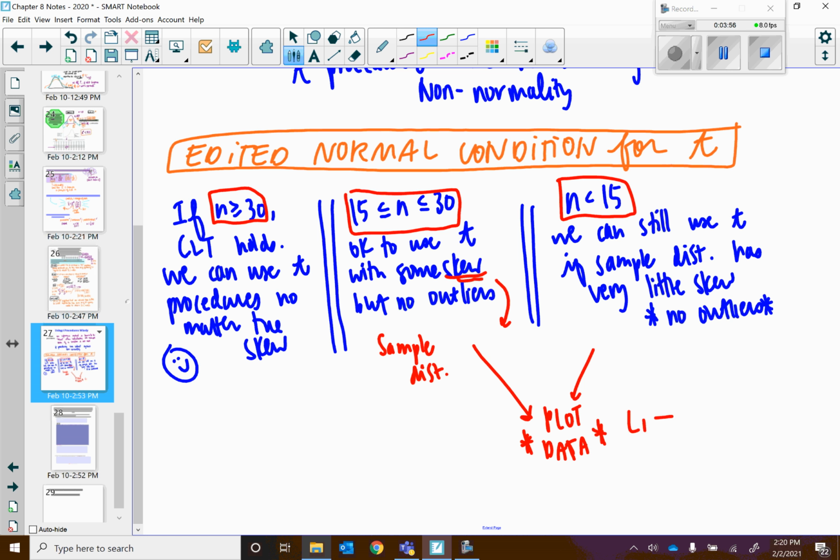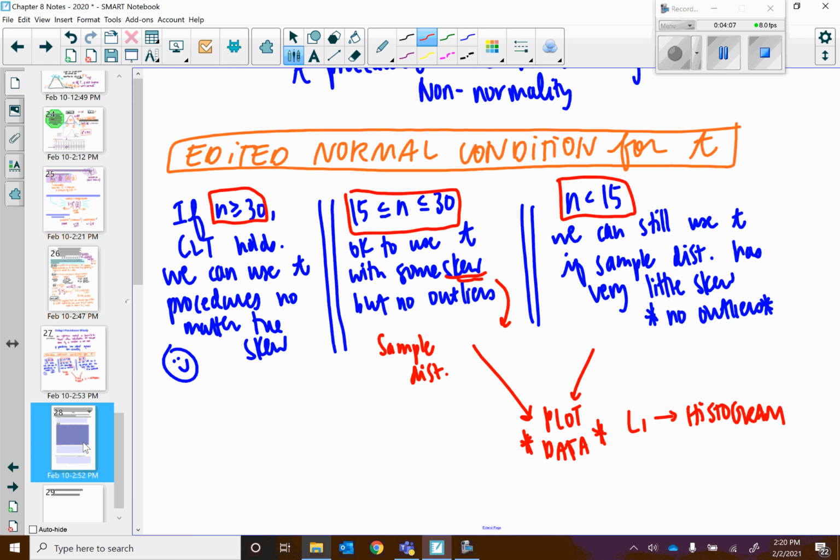How do we plot our data? Well, we put our data into list 1, and then I think the easiest way is to make a histogram. Otherwise, they would give you the set of data if they needed you to check it. So let's look at one last example.